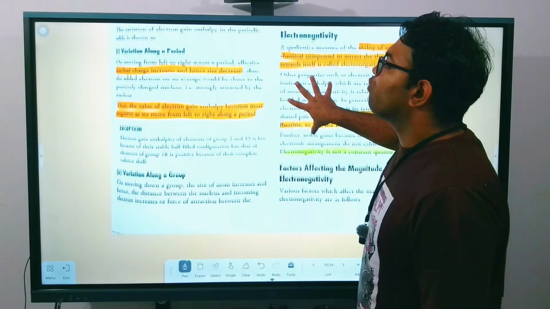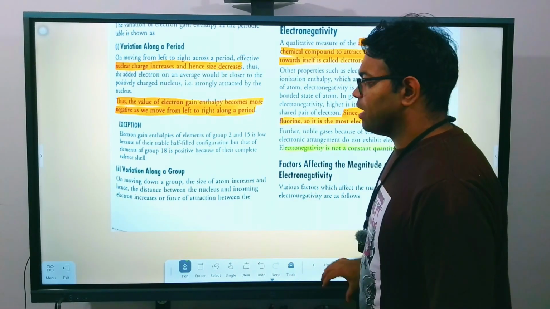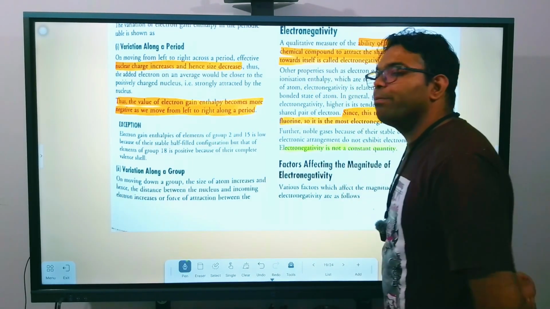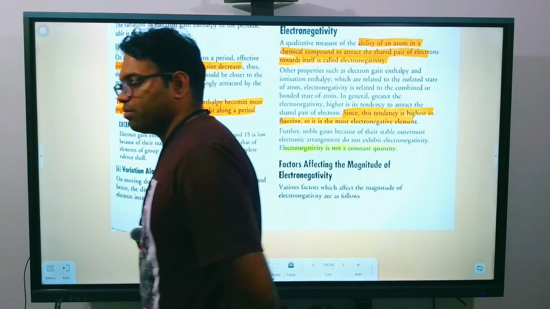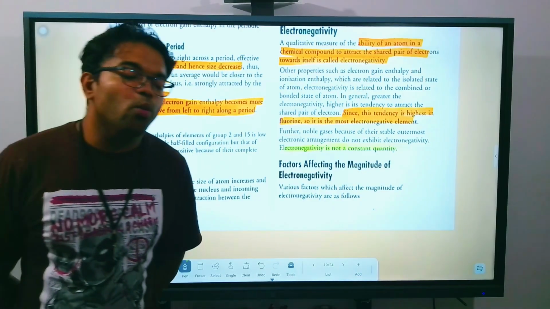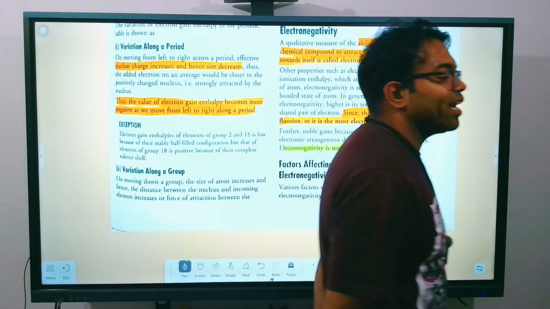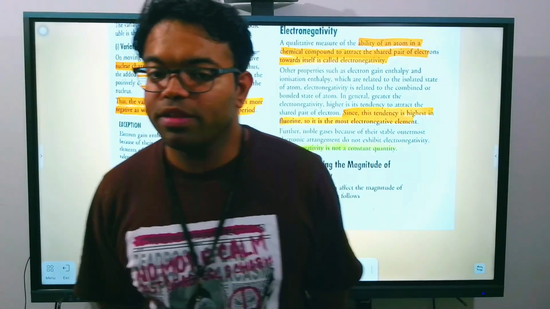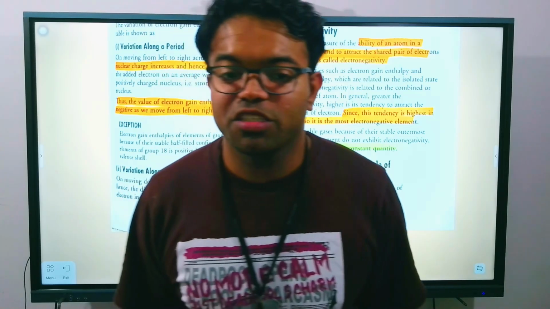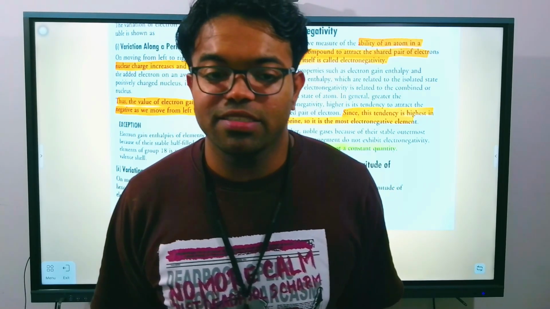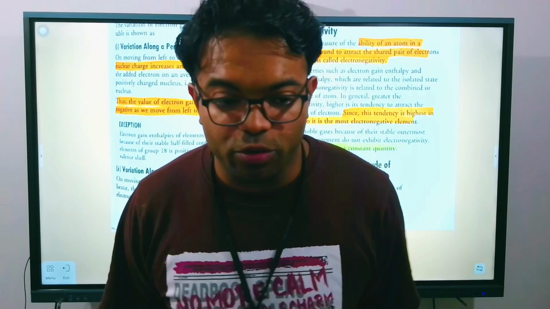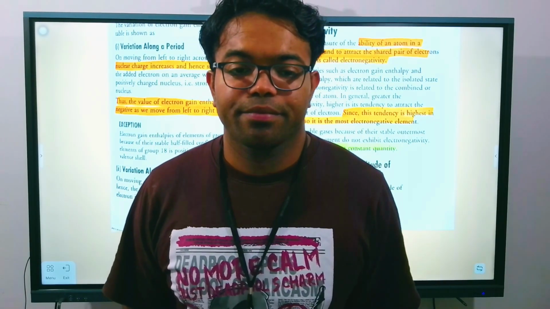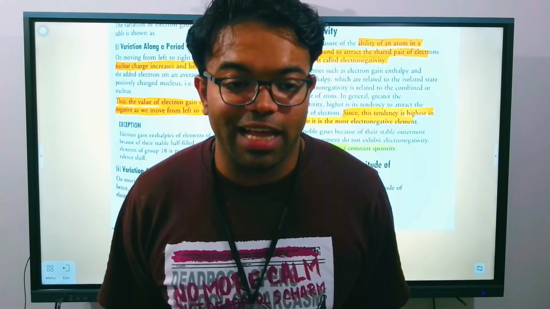Next, an exception: electron gain enthalpy for elements of group 2 and 15 is lower because of their stable configuration. Groups 2 and 15 have more positive electron gain enthalpies compared to their neighbors, because what was the reason for group 2, Drupad? I've already explained this to you in the ionization section. What was the reason for the elements in group 2 to have a higher, more positive electron gain enthalpy?